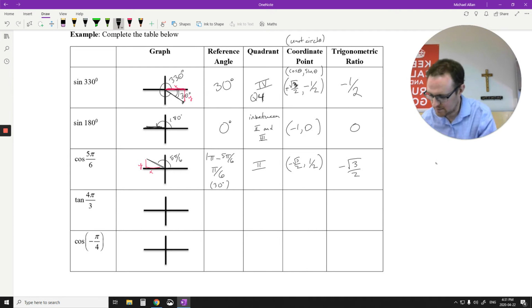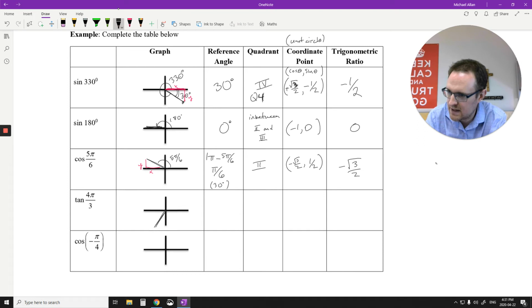4 pi over 3. That's 240 degrees. 240 is in this quadrant, right about there. Okay, so this is going to be 4 pi over 3 minus a pi to find out what this one is. So this one's going to be pi over 3. Pi over 3 is 60 degrees. Okay, we're in quadrant 3. So this is a 60-degree triangle this time.